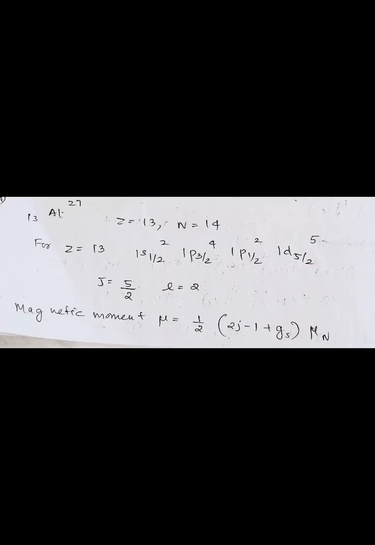So here for 13Al27, we know Z is equal to 13 and N is equal to 14. So here the odd one is Z is equal to 13.